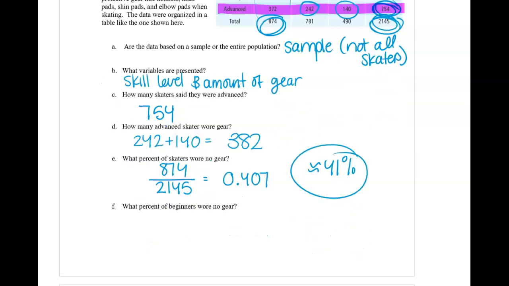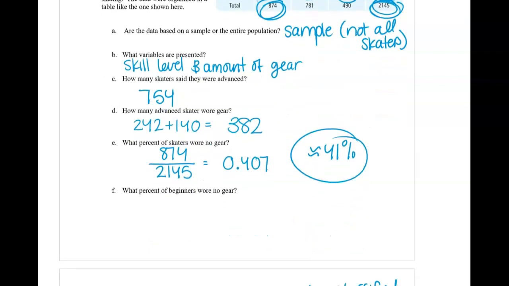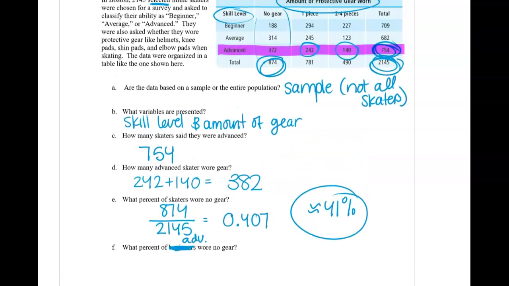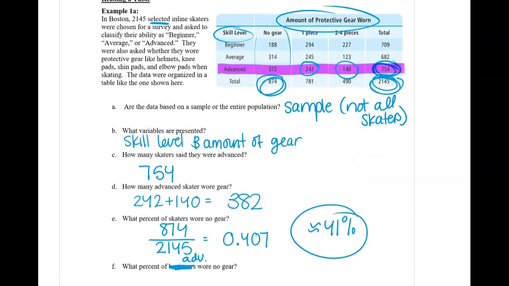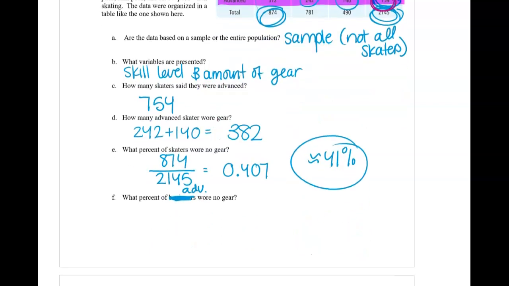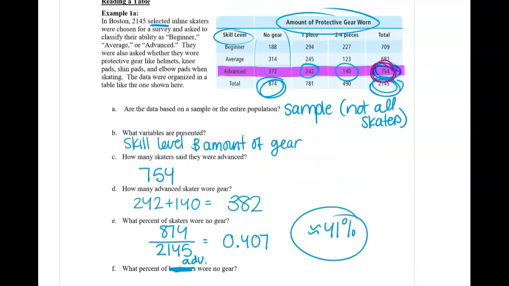And then we have what percent, but we're not going to say of beginners. We're going to say what percent of advanced wore no gear. And so we're looking at all the people that were advanced. Switch colors for a minute. All the people that were advanced, which was our 754. And we're looking at how many of those were no gear.